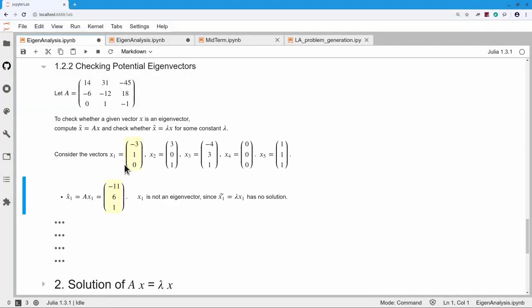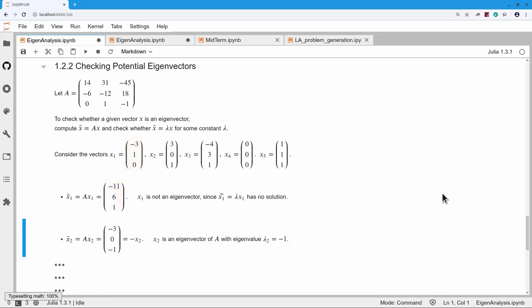If I compute A times x1, I get minus 11, 6, and 1. Well, is this a constant times this vector? If I look at the 6, for example, 6 times this vector would give me that entry 6 in that second position. But 6 times minus 3 is not equal to minus 11, so no. This vector is equal to some constant times that vector does not have a solution. So this x1 is not an eigenvector of the matrix A.